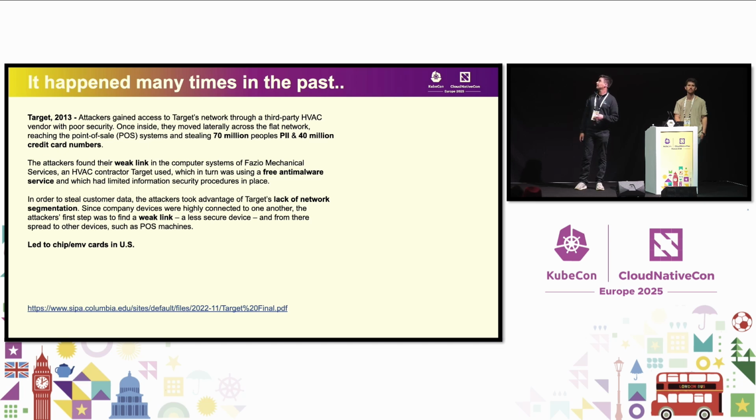The weak link thing is going to be a pattern that you'll see in the following examples, where someone is able to get in through a weak link in your security, and because of the lack of network segmentation, they're able to get to other more protected resources.